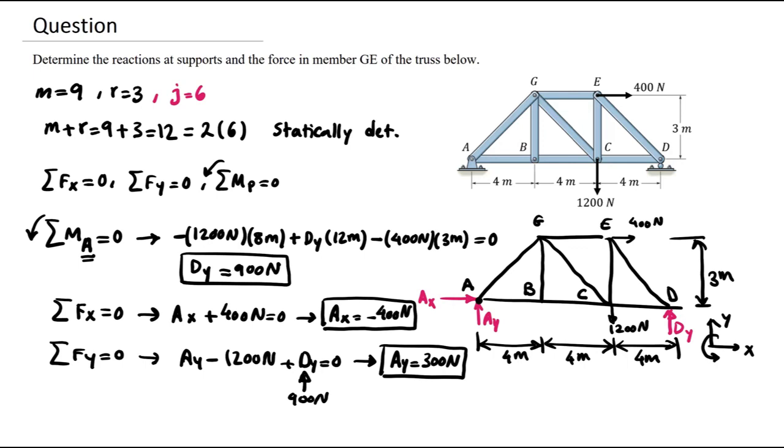Now I need to determine the force in member GE. So I'm going to take a cut that passes through member GE and subdivide the truss into two parts. The entire truss is in equilibrium, so both parts of the truss have to be in equilibrium. I'm going to draw the free body diagram for only one part. I'm going to consider the left-hand side or the left part, write down the equilibrium equations, and solve for the unknown, which is the force in member GE.